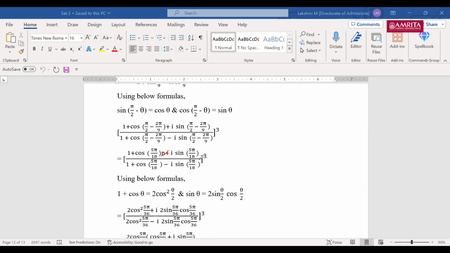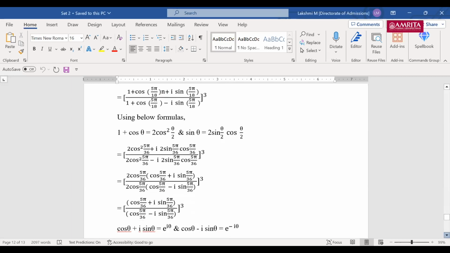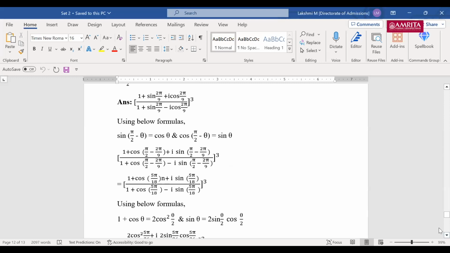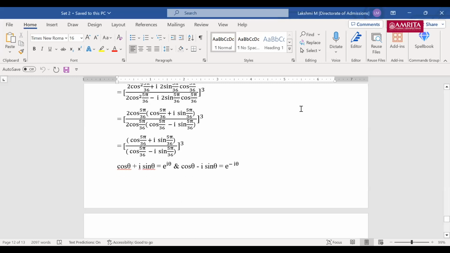Now this part you can go for 2 sine theta by 2 cos theta by 2. So here it will be i into 2 sine of 5 pi by 36 into cos of 5 pi by 36. The same applies for the denominator also. Now my aim is to simplify this. So once you have covered this part, it just got simplified, right? How will it be? Oh, I'm so sorry. Yes, so this was the part that you got.